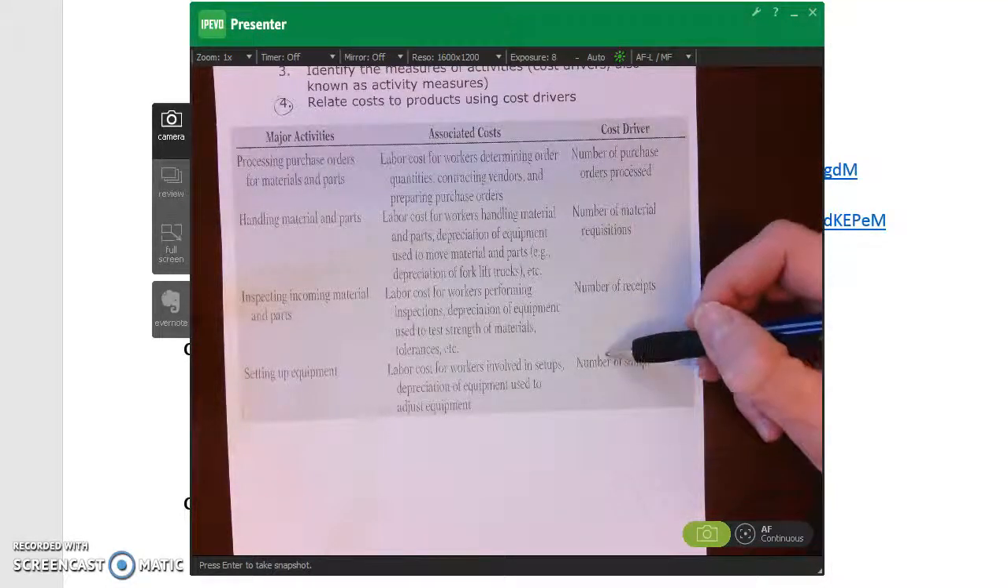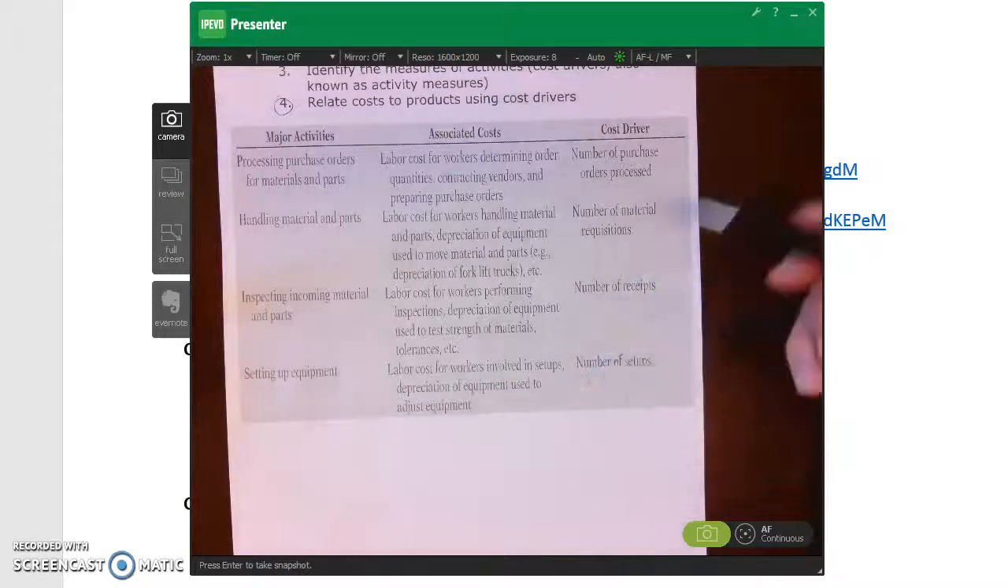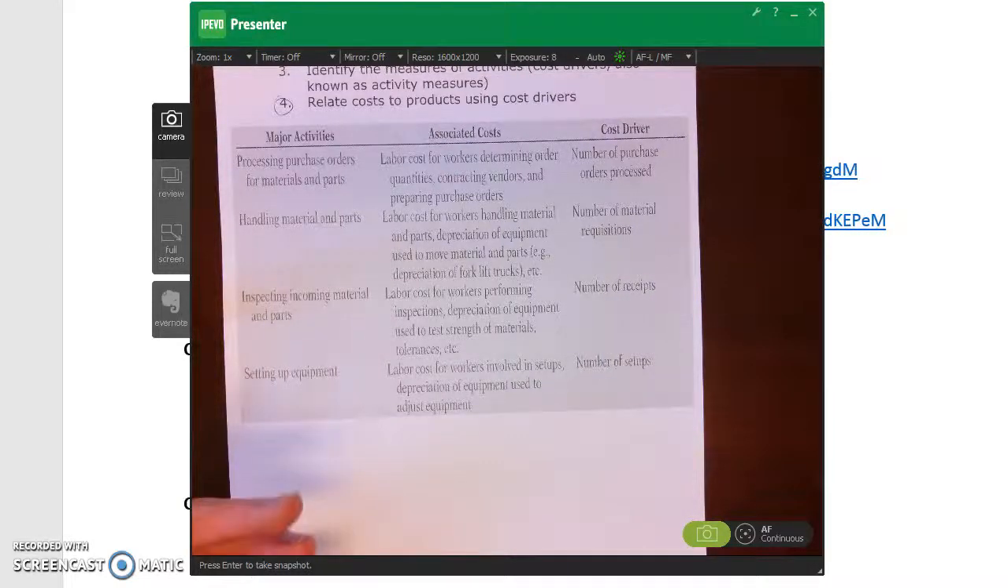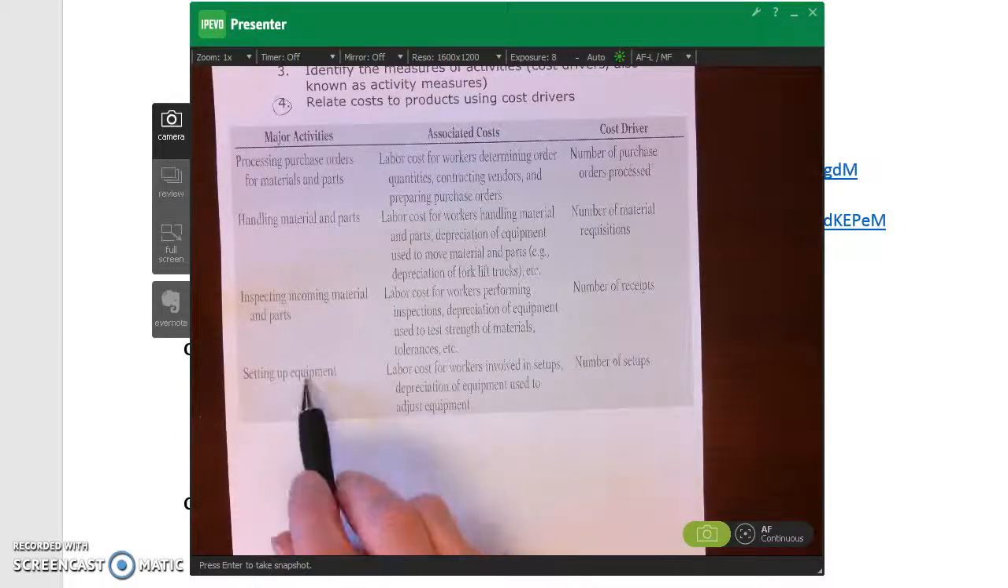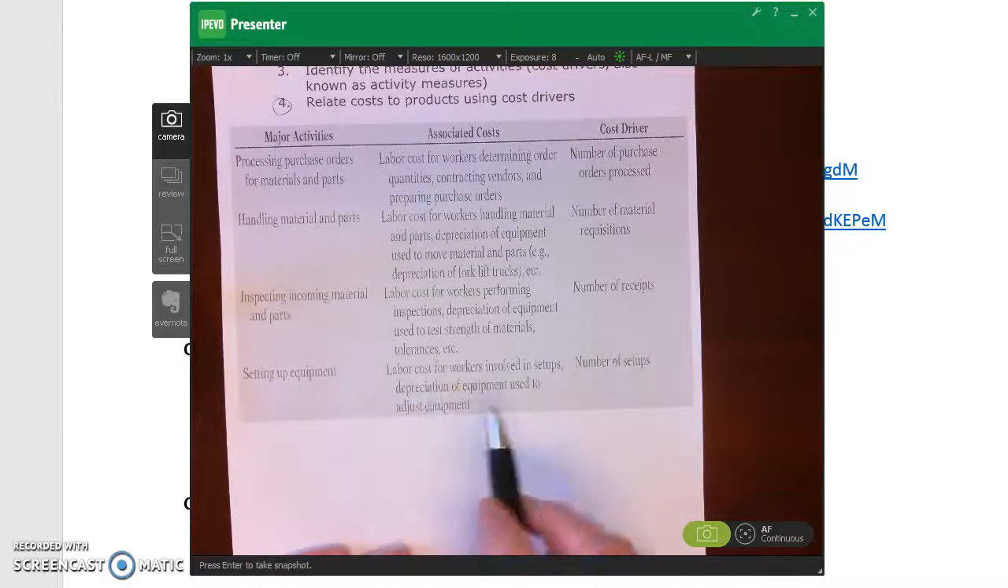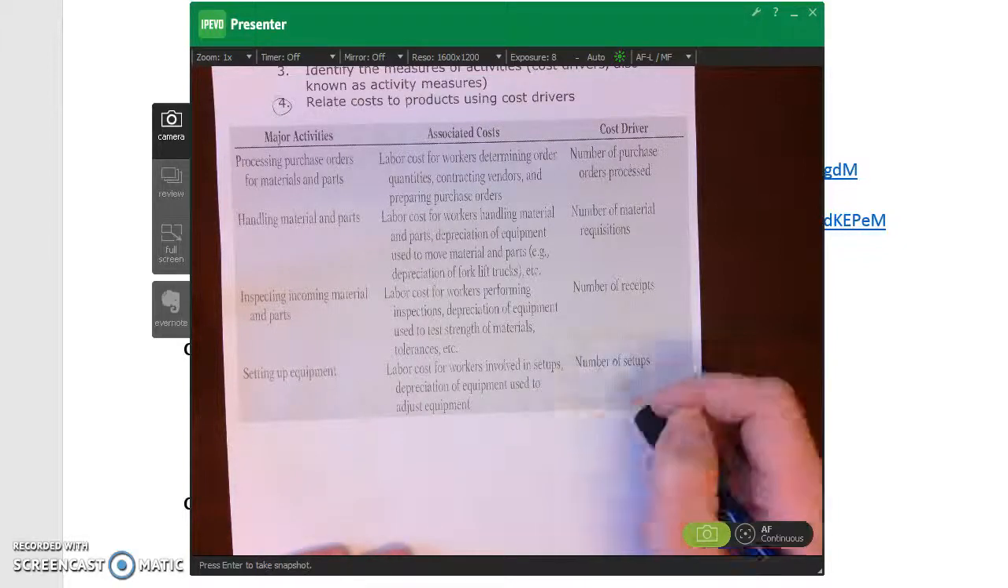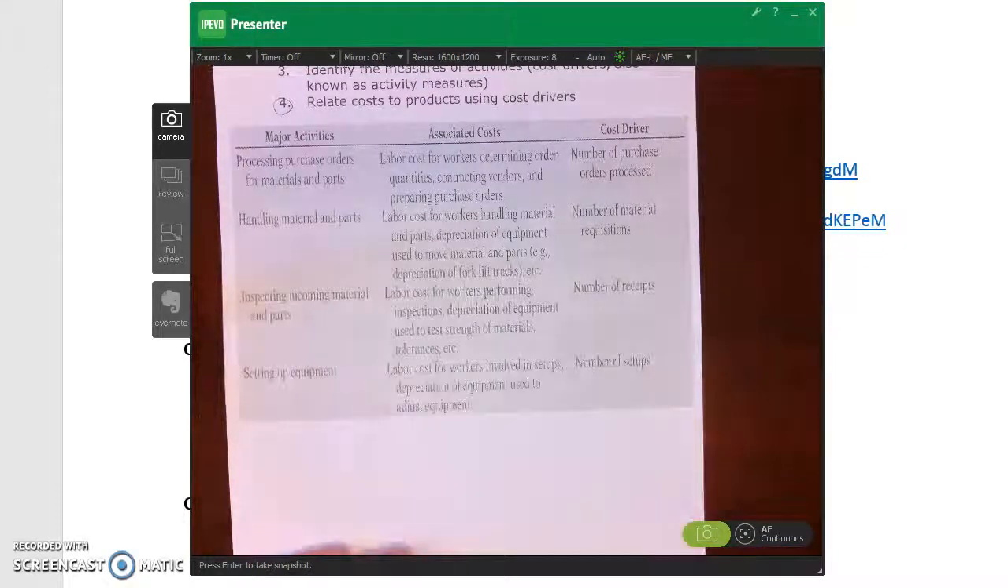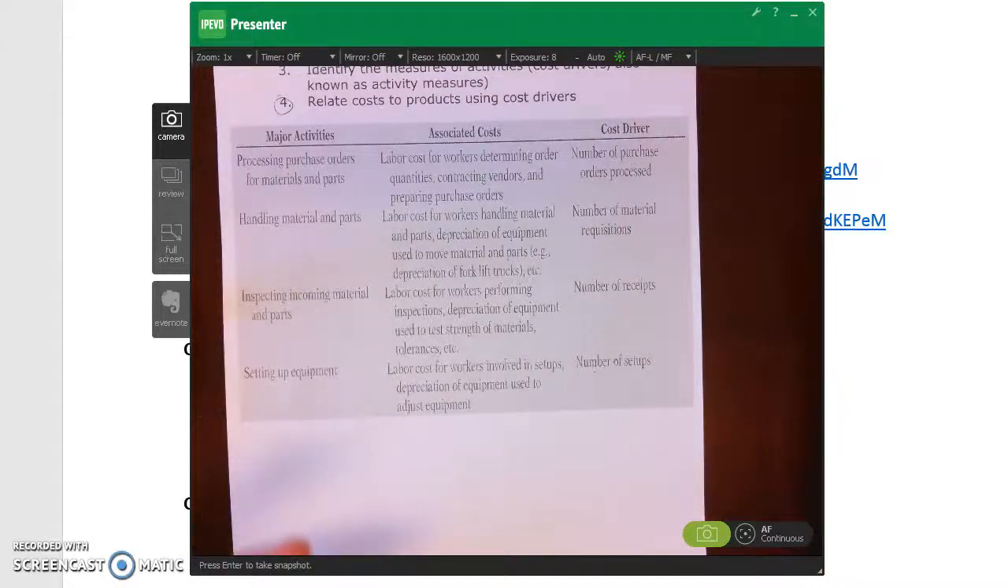Okay, so you can see number of setups does not vary with volume. It doesn't say the more products that you make, the more setup costs you have. The setup cost over here is more related to the number of setups. The more setups that you have, the more you have to pay workers to set up the equipment. Okay, and the problem is that you may have to set up the equipment if you want to make just one order of the product or 50 orders of the product. You still have to incur the same setup cost. Okay?